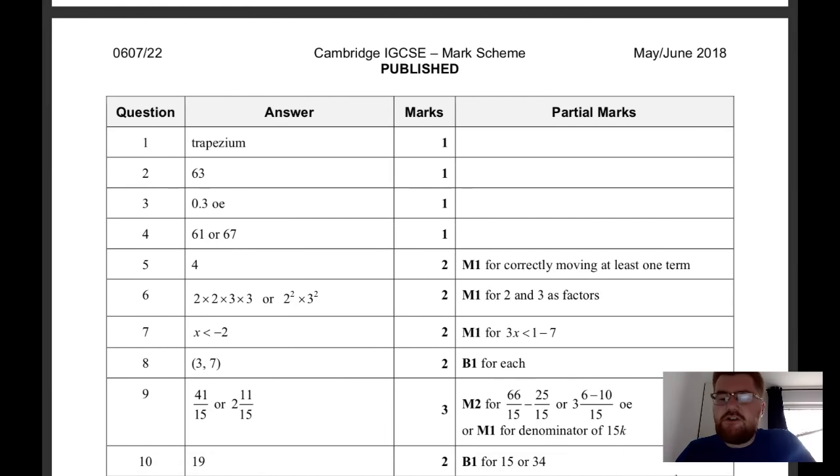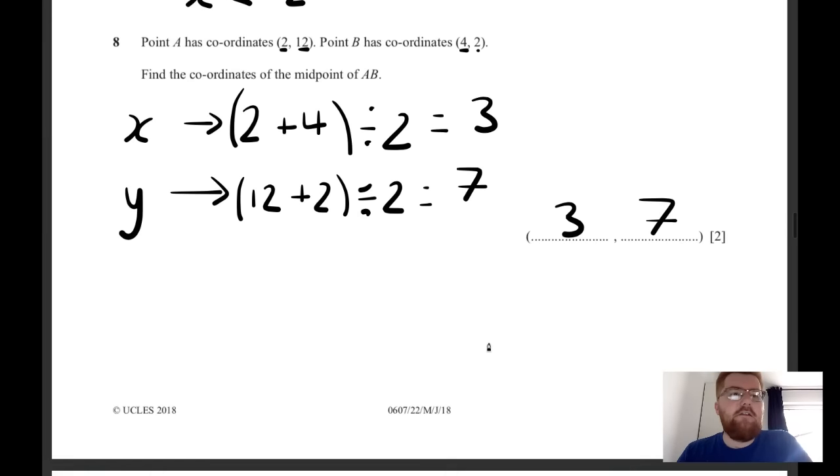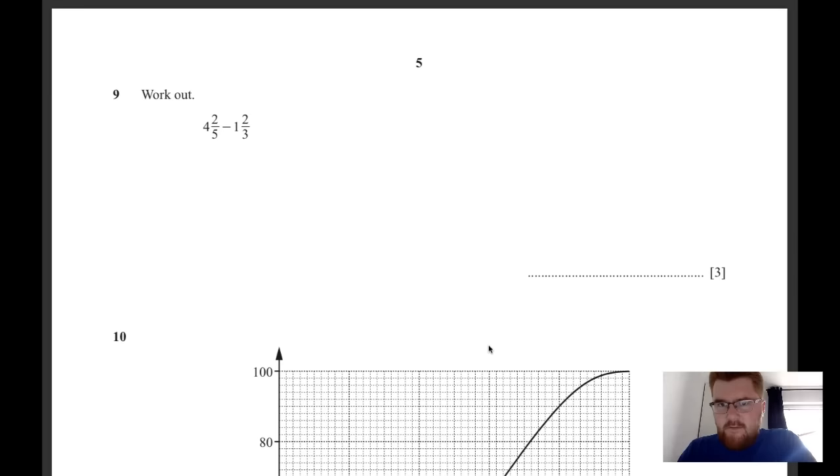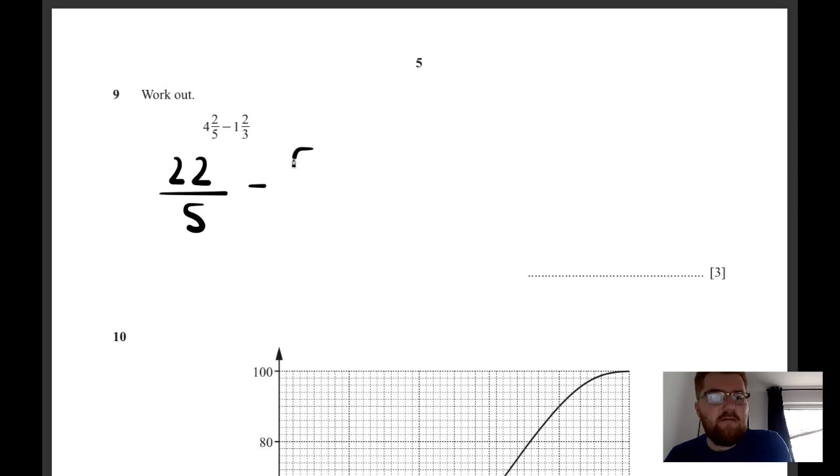Okay, so next question is very common lower down in your career as a mathematician. So you do this a lot when you're 12, 13 years old, working out the fractions here and the subtraction. So first of all, we convert this into an improper fraction. So 5 times 4 is 20. 20 plus 2 is 22. So as an improper fraction, this is 22 over 5. We do the same process here. So 1 times 3 is 3. 3 plus 2 is 5. So this becomes 5 over 3.